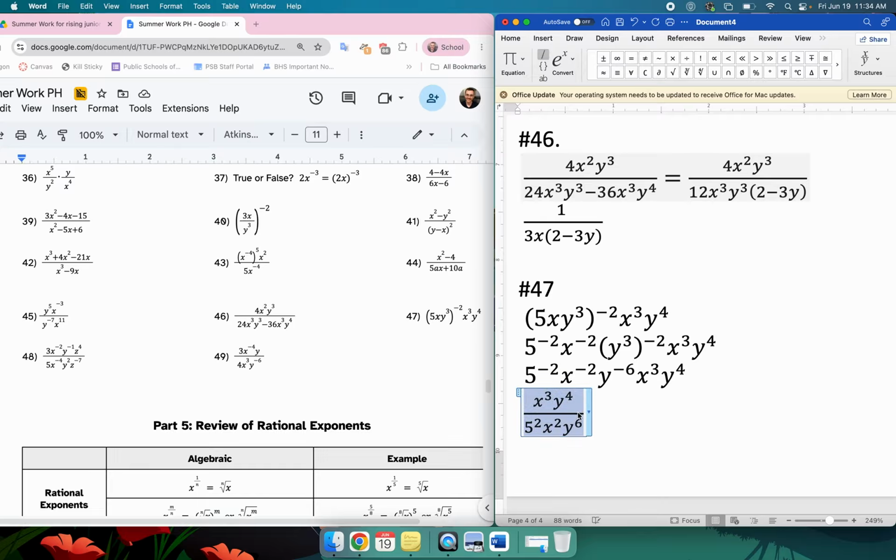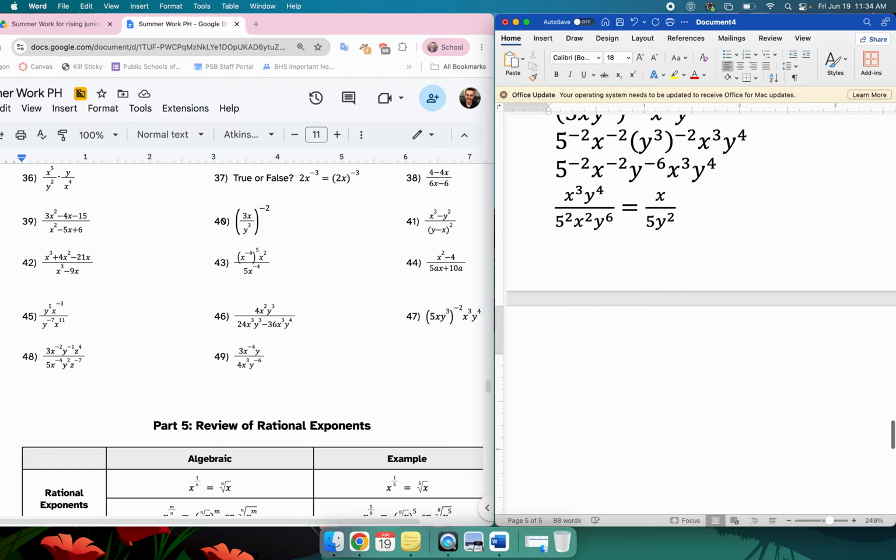Now I think about cancellation. I know that there's going to be some cancellation between the x's, and there's going to be 1 copy of x left over, and it will be left over in the numerator. The y's, there's going to be 2 copies of y left over, and it's going to be in the bottom. And then finally, there's also that 5 chilling at the bottom. So that's my answer.